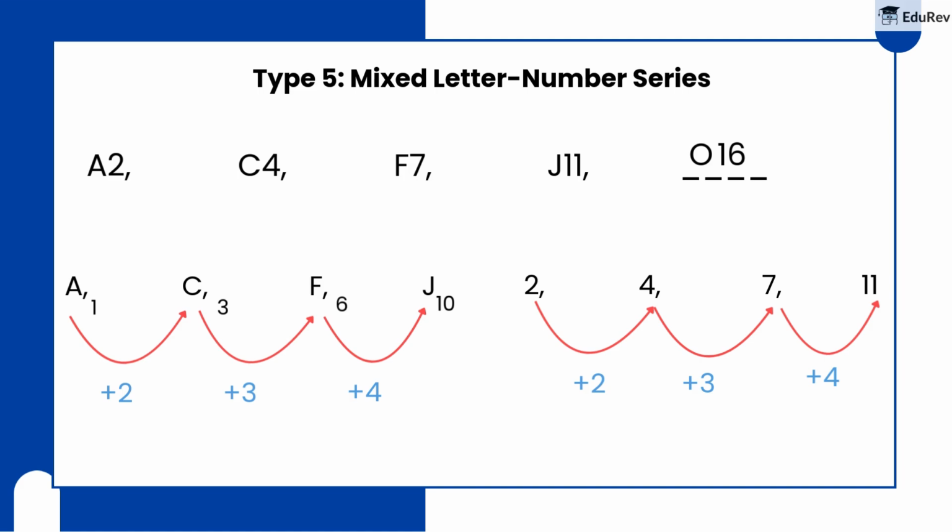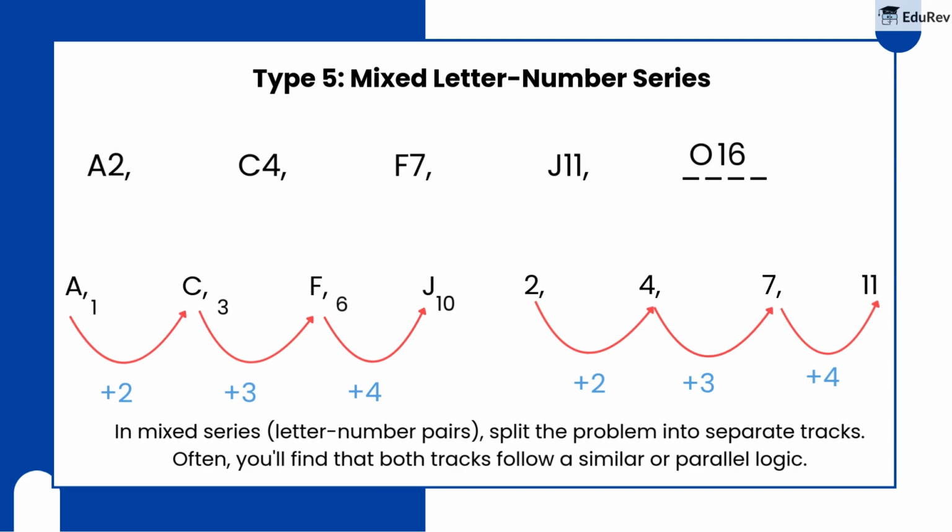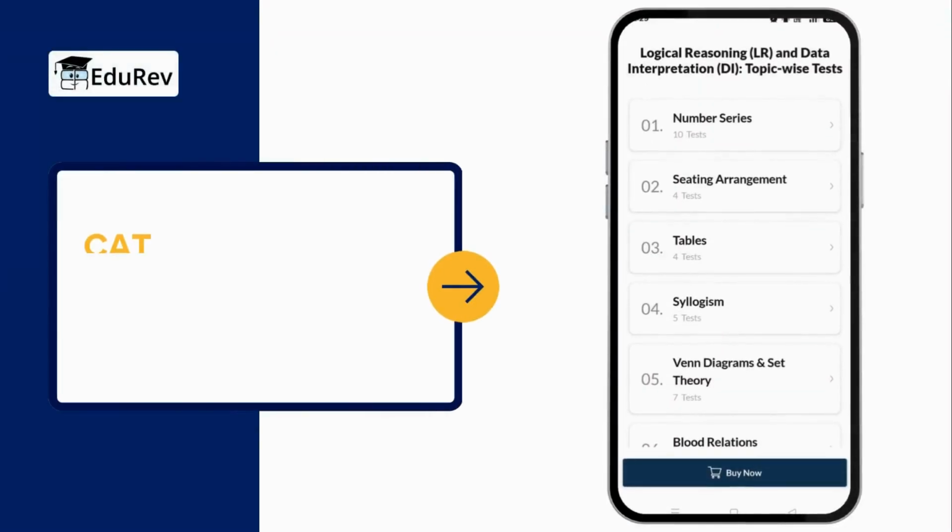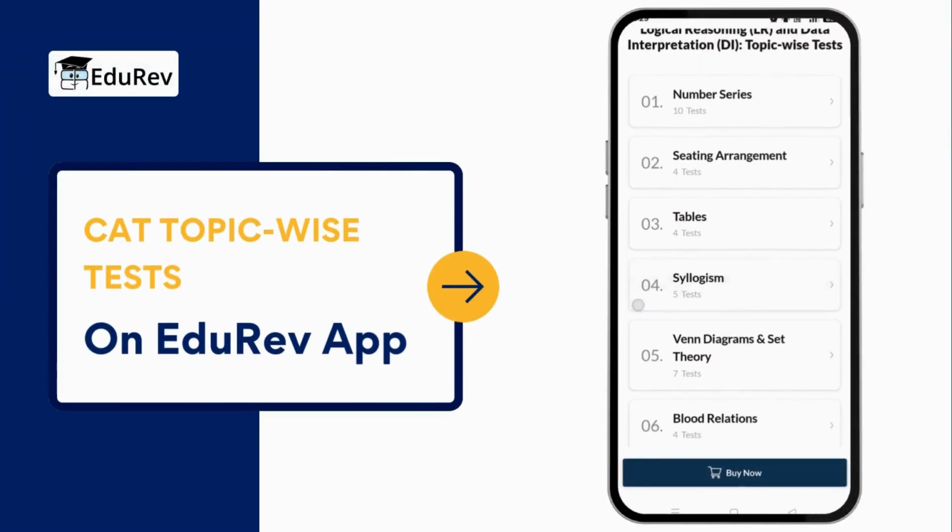So the core idea is, in mixed series, letter number pairs, split the problem into separate tracks. Often, you'll find that both tracks follow a similar or parallel logic. Alright, we've covered the foundational patterns.